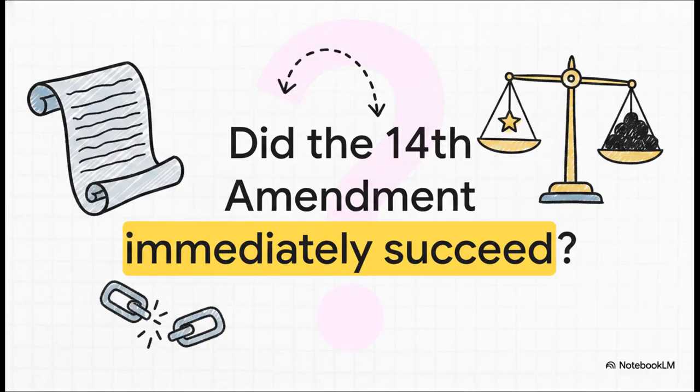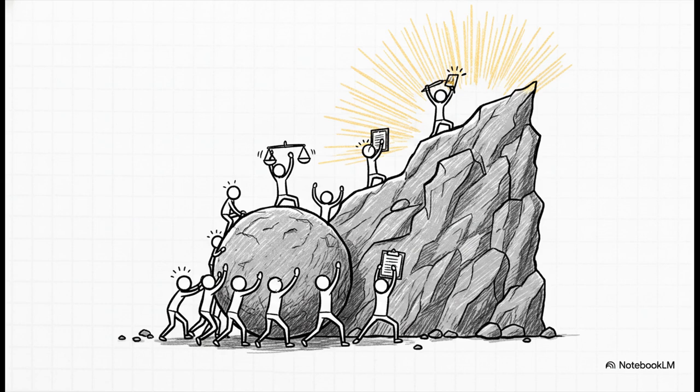Here is our second pause check. Now that these incredible promises were written into the highest law of the land, did the 14th Amendment immediately succeed in protecting the rights of Black citizens during Reconstruction? Keep our theme of text versus reality in mind. The tragic historical reality is, no, it did not immediately succeed.